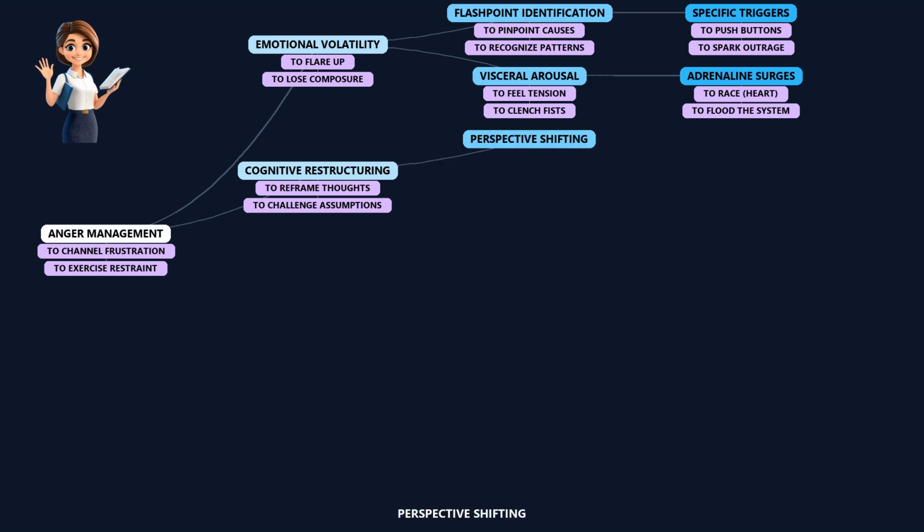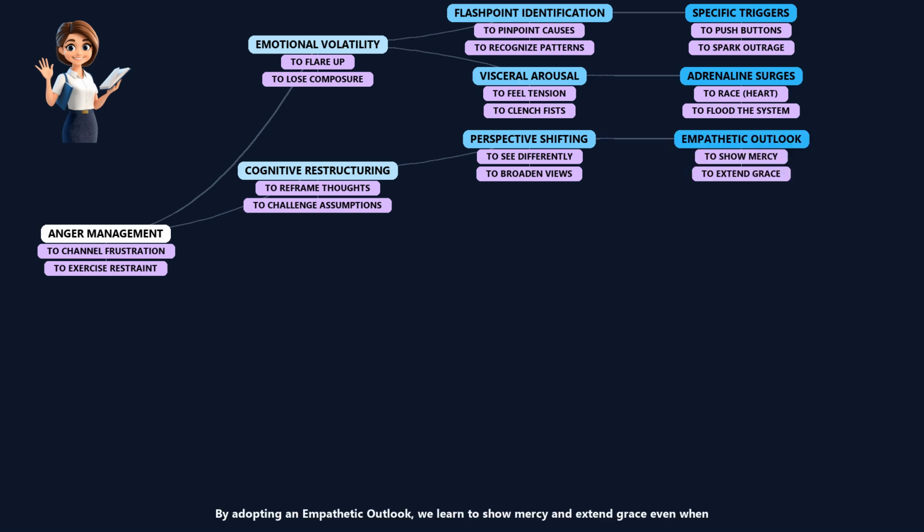Perspective shifting. Perspective shifting is a core part of cognitive restructuring where we try to see differently and broaden views of the situation. This means trying to understand why the other person did something that made us mad. Empathetic Outlook. By adopting an empathetic outlook, we learn to show mercy and extend grace even when we are annoyed. To put it simply, we are choosing to be kind to someone instead of shouting at them.